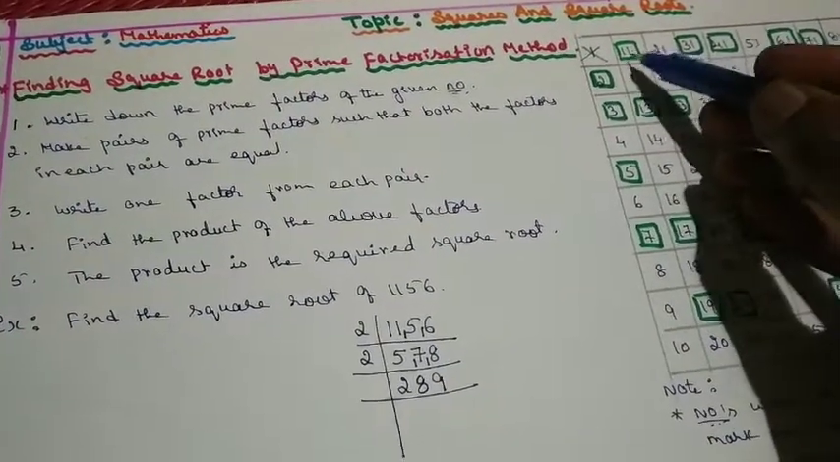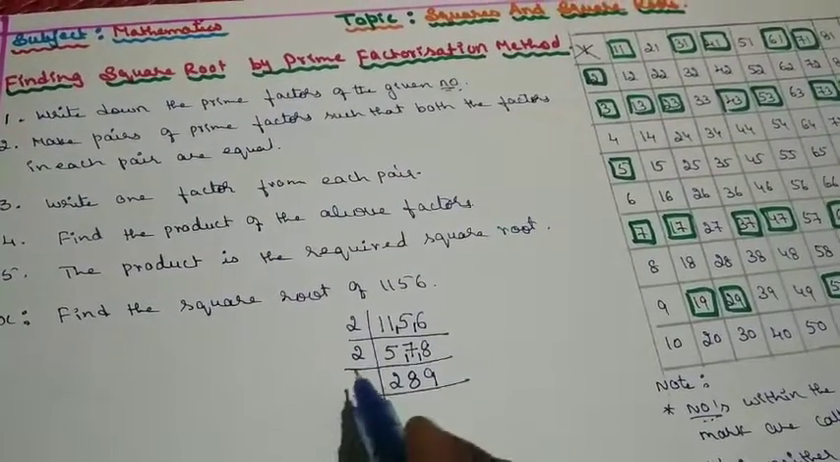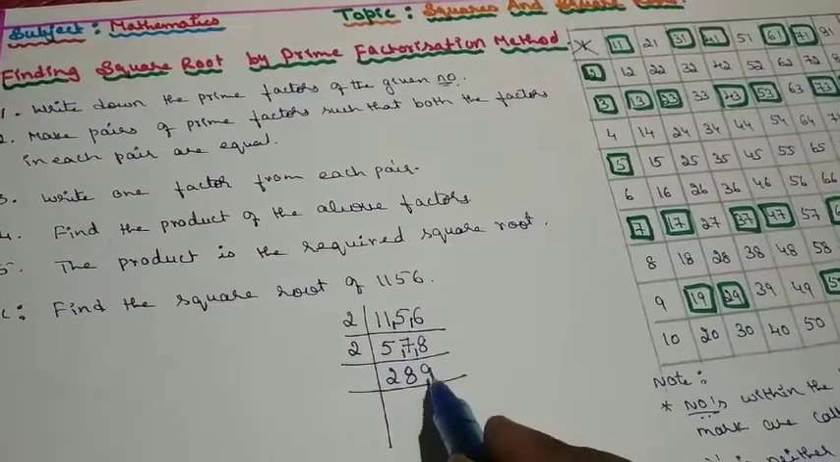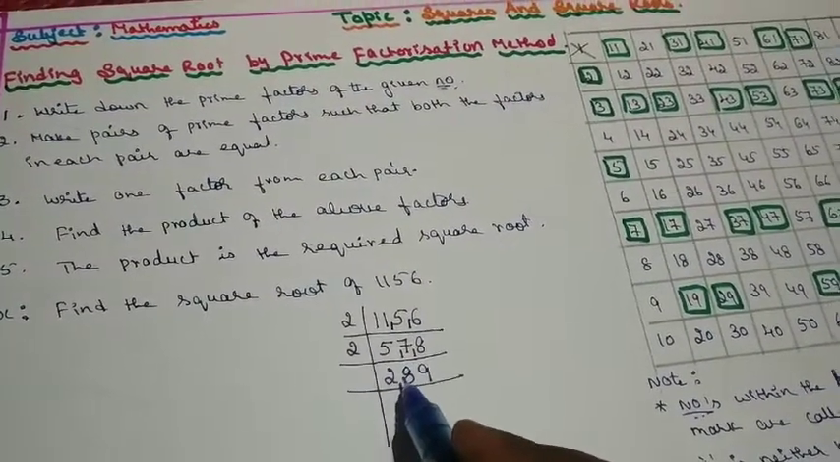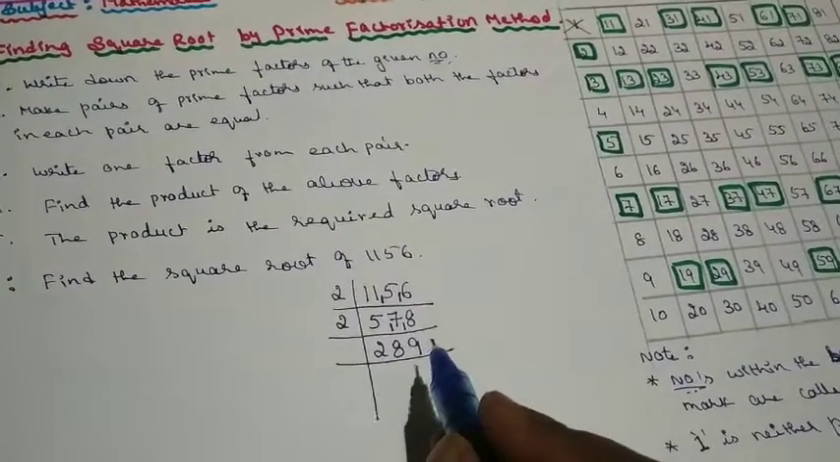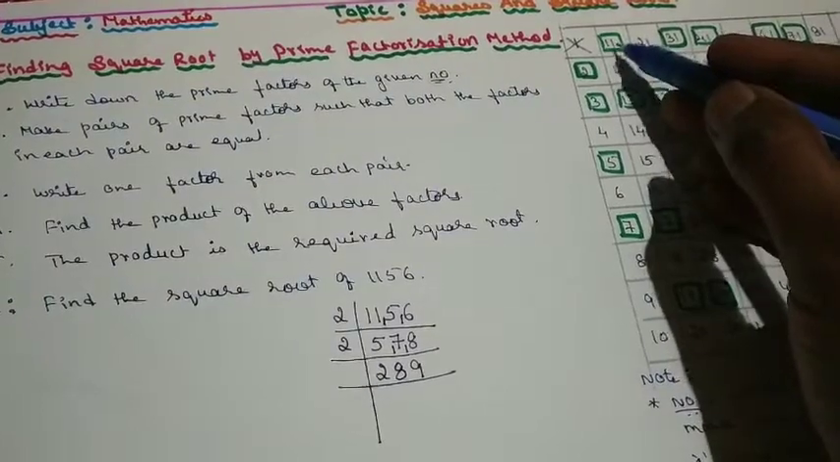Now we'll go for 11. The 11 divisibility rule: adding up the odd place values and the even place values. So 9 plus 2 is 11. 11 minus 8 is 3, which doesn't come in the 11 table. Therefore it isn't divisible by 11.